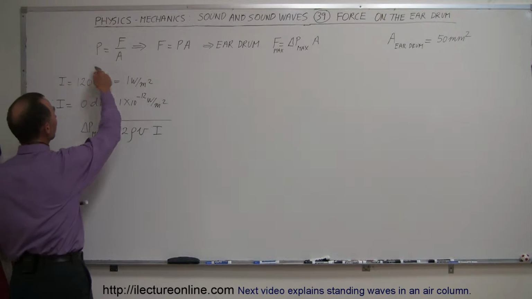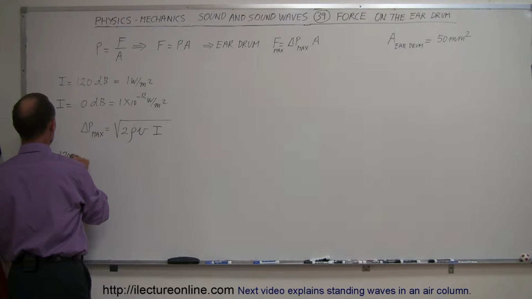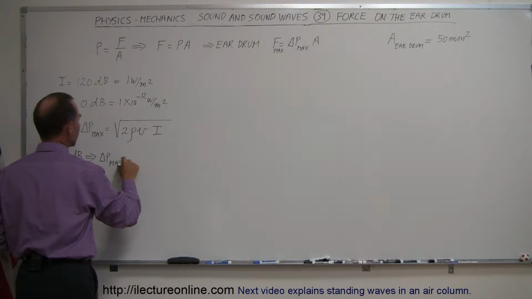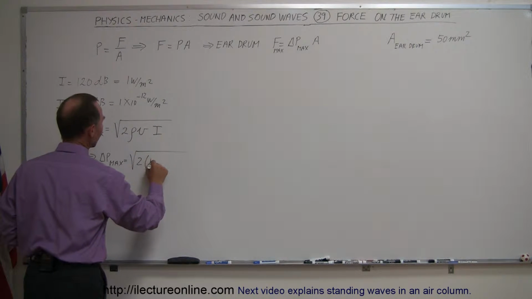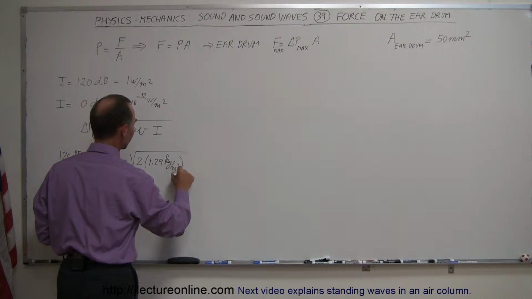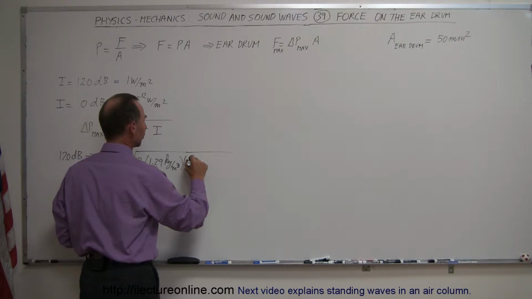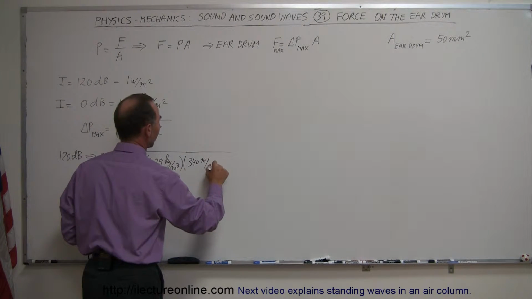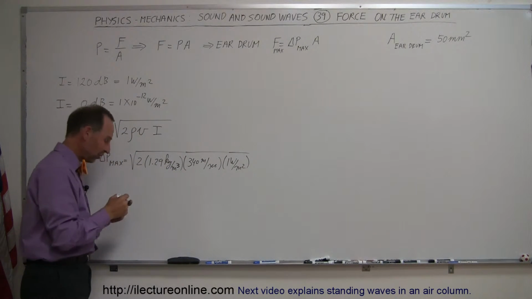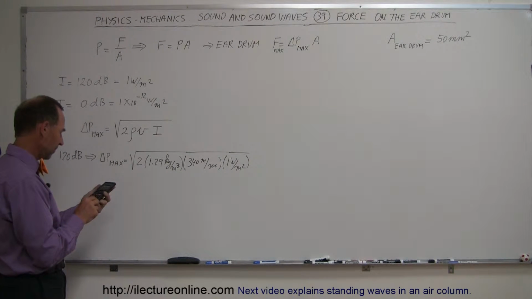So taking the first one over here at 120 decibels, we plug in those numbers. We get the delta pressure maximum to be equal to the square root of 2 times the density, which is 1.29 kilograms per meter cubed, that's of course mass per unit volume, times the velocity of sound in air, which is 340 meters per second. And then, of course, we have the 1 watt per square meter for the intensity. And that gives us the pressure difference of a sound at 120 decibels. So let's find out what that is.